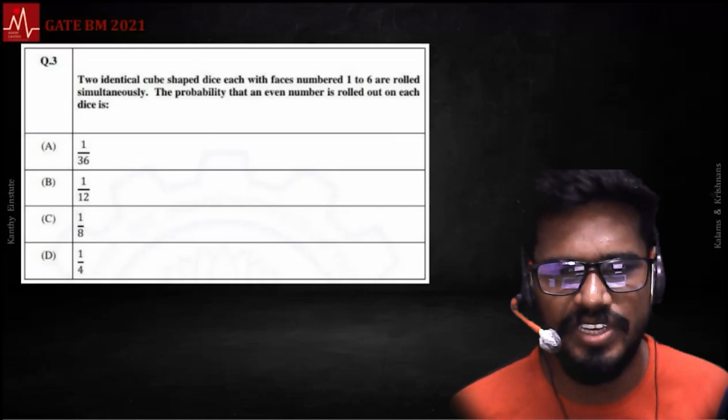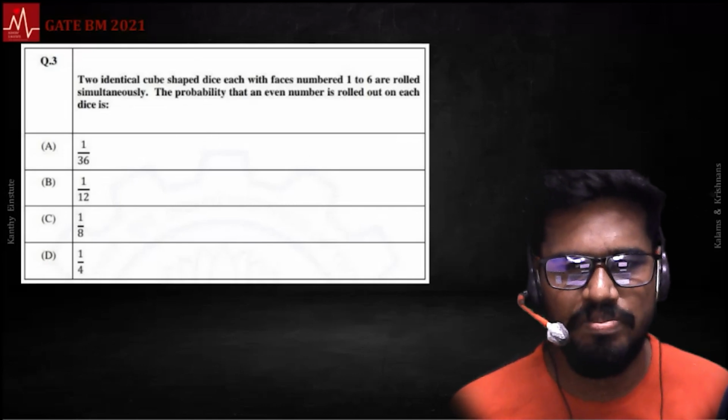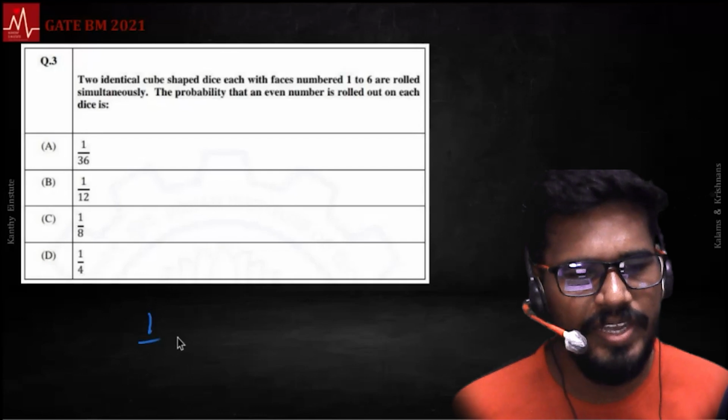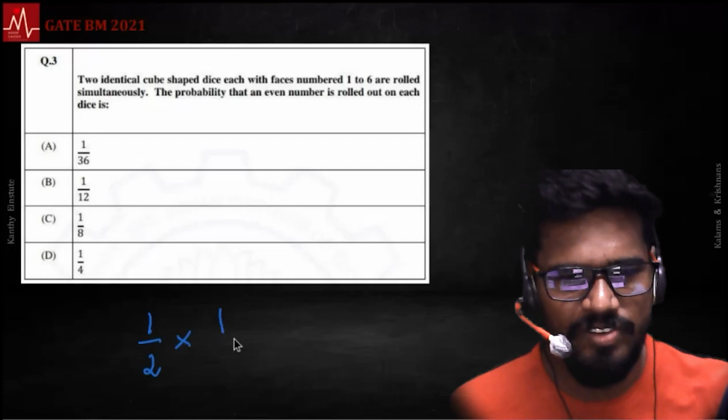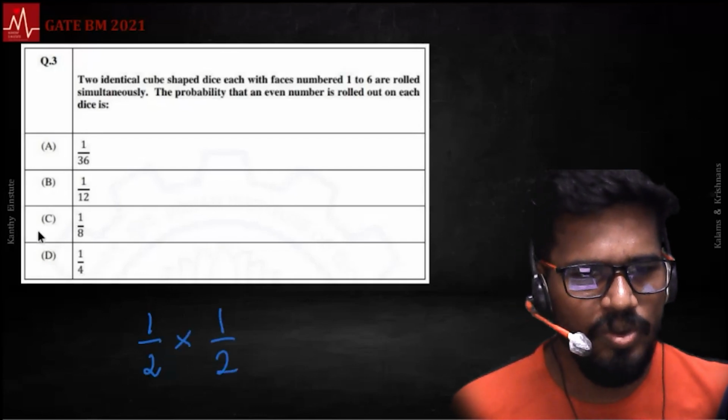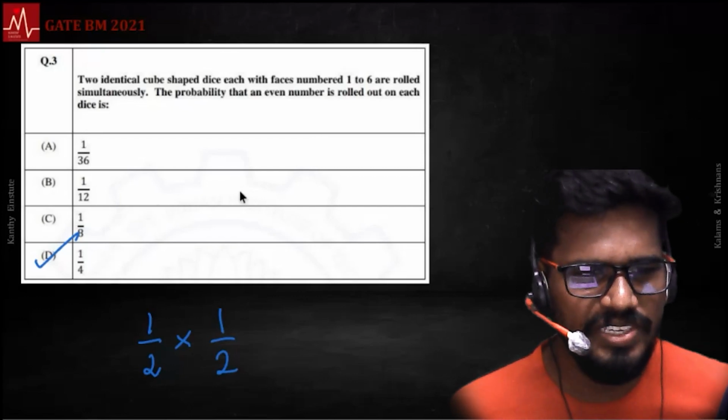It's fairly easy. The first die, an even number showing up: 1 by 2. The second die, there has to be an even number as well. So this is 1 over 4. You could just write this down. In this case, fairly easy.